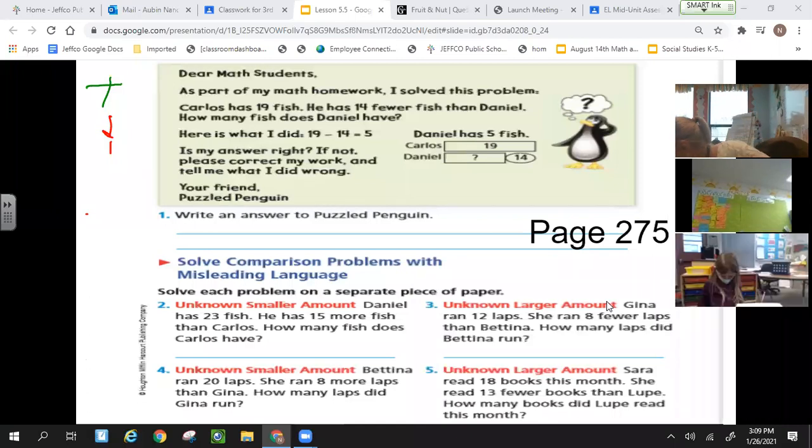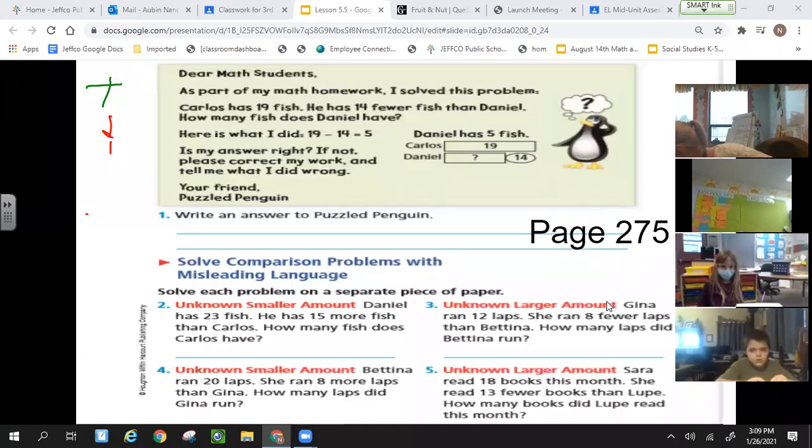Label your units and show me your work. I don't see anything. I don't see equations. I don't see answers. I don't see units. Write them down, guys, so I know that you did your job.